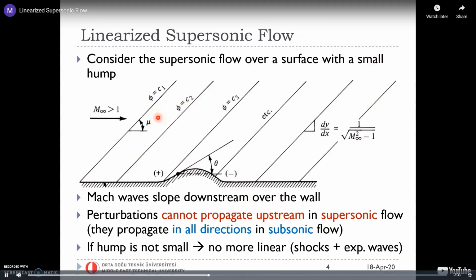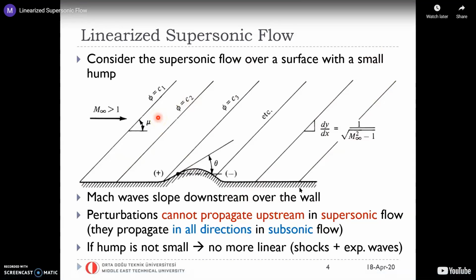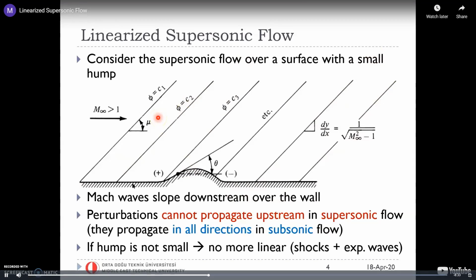Which means this: let's say you don't have a hump. You have a wall at the bottom, no hump at all, perfectly straight wall. And let's think about a hypothetical case. Hypothetical means which does not exist in real life, right? A hypothetical case in which the surface is 100% smooth, okay?